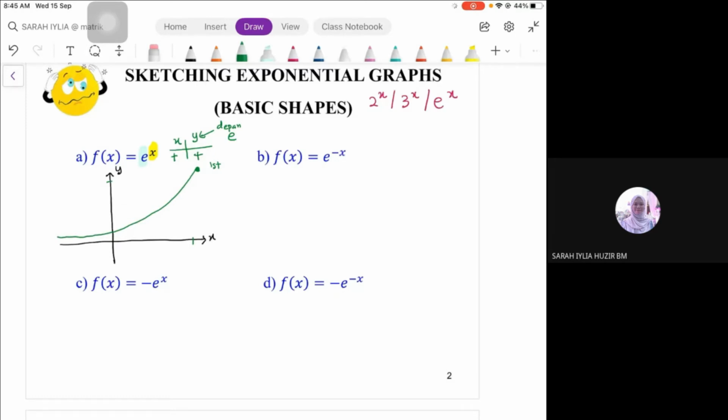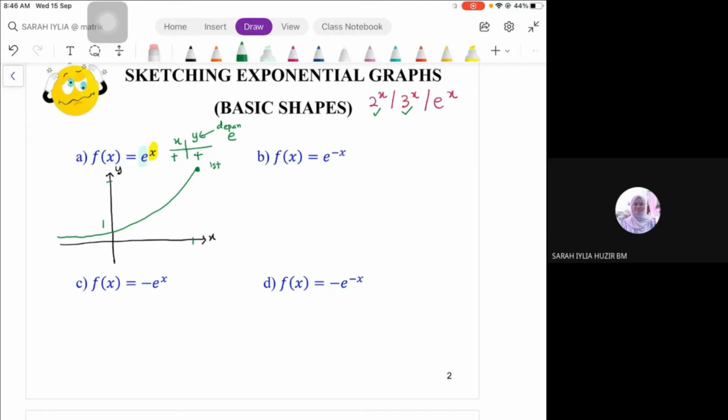And that is the basic shape of e to the power of x. And then kita kena cari intercept lah. Intercept dia kalau e kuasa kosong, awak akan dapat 1. And this shape sama je untuk 2 to the power of x, 3 to the power of x. Intercept dia pun akan sama sebab kalau 2 power of x, 2 power 0, dia akan intercept kat 1 kan. 3 power of x pun 3 power 0 akan intercept kat 1. So shape dia semua sama.